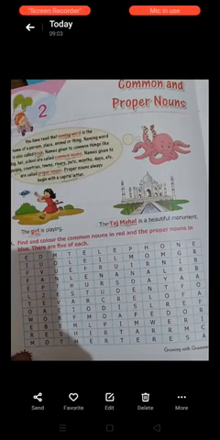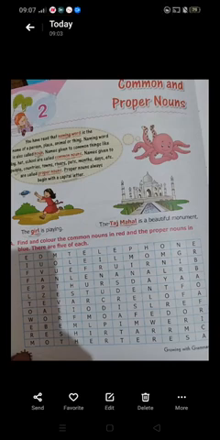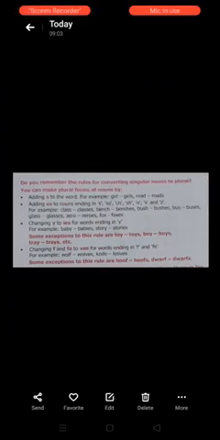Common and proper noun. Children, today we will read the English grammar, chapter 2, common noun and proper noun. Children, in the previous video I told you what common and proper nouns are. And today we will discuss the rules of plural nouns. Okay, how to make nouns plural. Let's start.